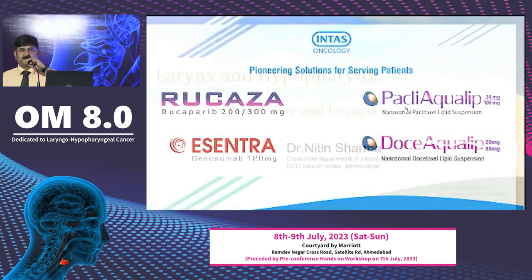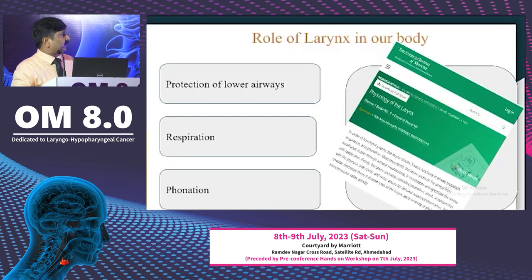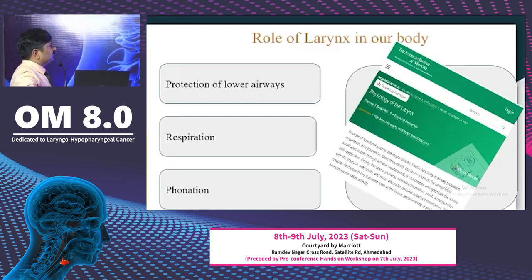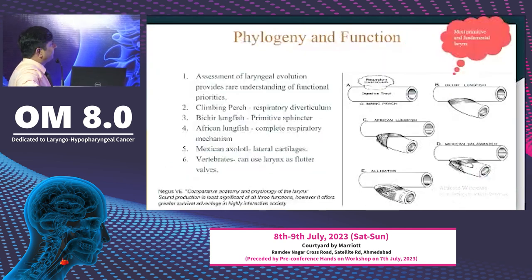Good morning, everyone. So today we will be discussing applied anatomy of larynx and hypopharynx. The larynx has three roles to play in our body. First one is protection of lower airways, then respiration and phonation.